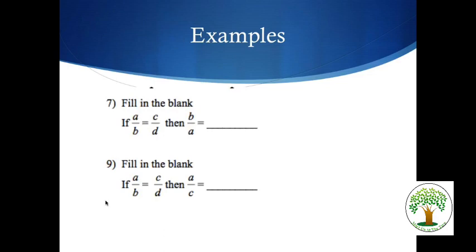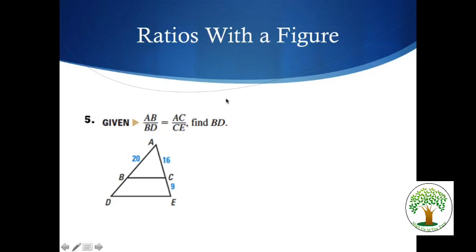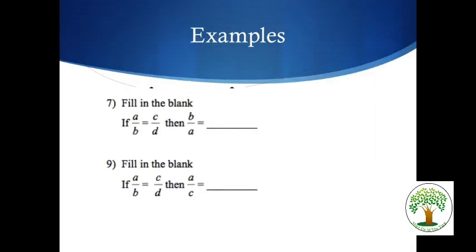That's correct. Notice that A over B got flipped to become B over A. And now you have to flip the second one. So it is D over C. This is what you're going to have to do. You're going to have to figure out how it became B over A, then do the same thing on the other side. Is there any questions on number 7? Let's go to number 9.